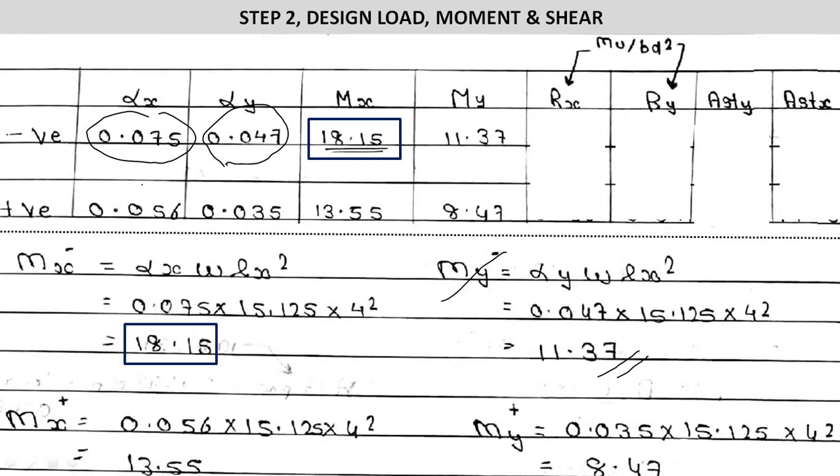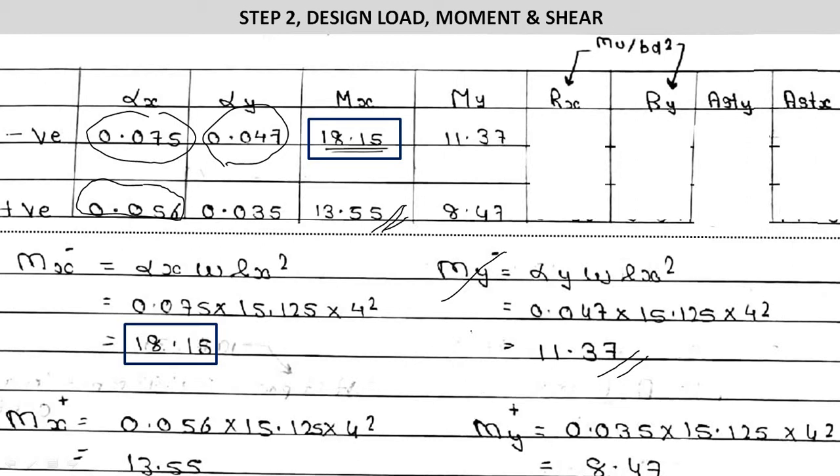Similarly, we will have the value of Mx in positive by using the value of alpha x in positive. So it will be 0.056 into 15.125 into 4 square. So we'll have the value of Mx in positive as 13.55. So over here we have 13.55.